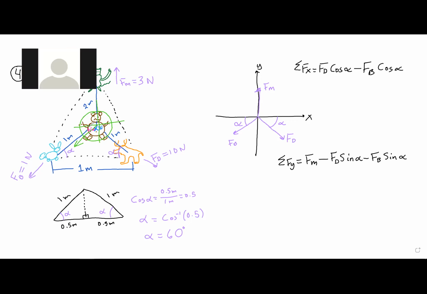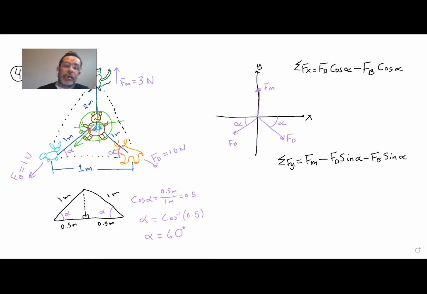Yes. And there's an angle. So since there's an angle, that means that part of the force that the bunny is exerting is going to be in X and part of that force is going to be in Y. And so we need those two components.